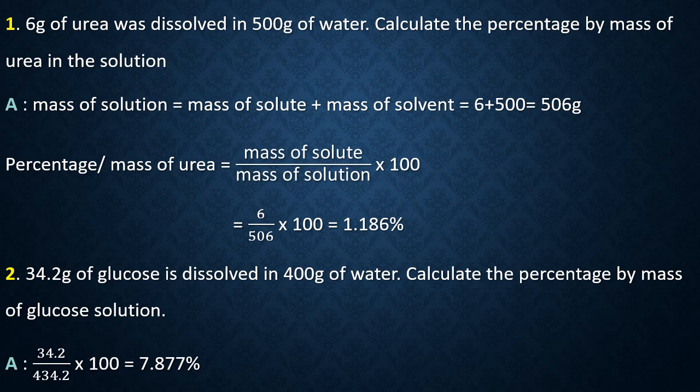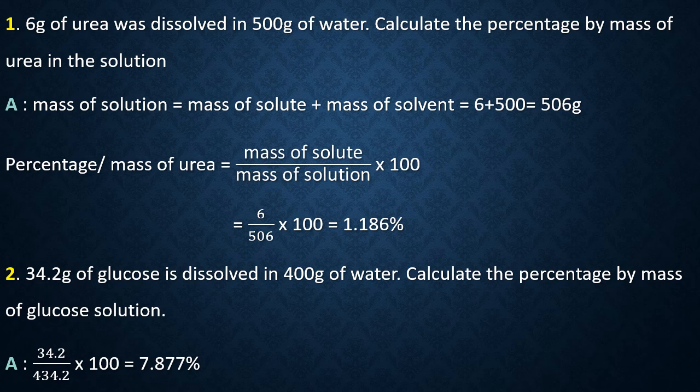6 by 506, why 506? It is the mass of solution. He has given 500 gram of water. In the 500 gram of water solvent, 6 gram urea is there, which is the solute. So 6 gram solute plus 500 gram solvent water together, 506 is the mass of solution. So he has taken 506 in the numerical. So 6 by 506 into 100 gives you 1.186%. This is the percentage by mass of urea.